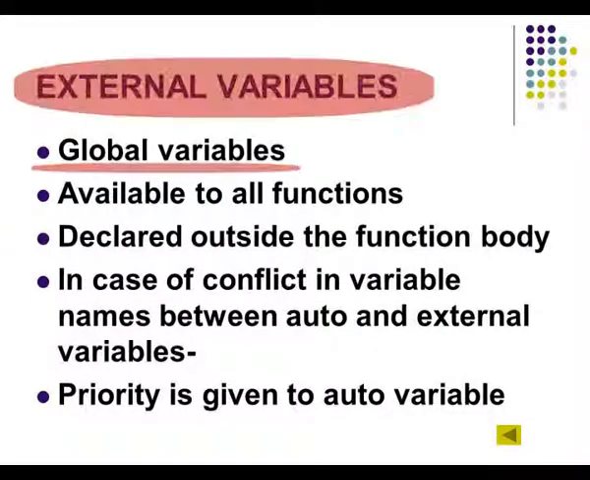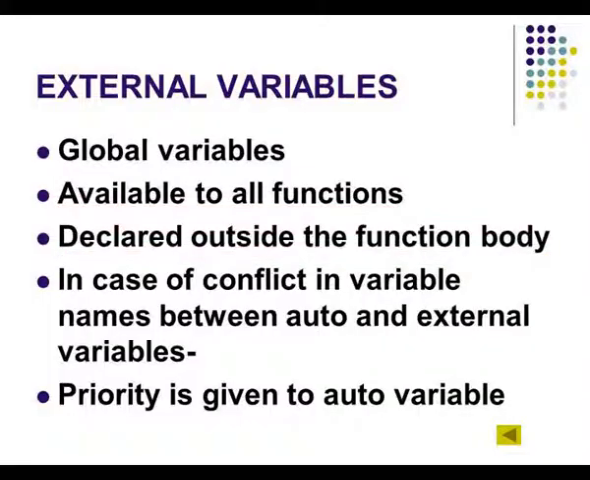Next you have external variables. These external variables are also called global variables. We already know what global variables are. Variables that are declared outside all functions, which are available throughout the entire program, can be seen and accessed by all the functions, are called global variables. That is a feature of these external variables. They are available to all the functions. They are declared outside the function body. So, outside the main function they have to be declared if they are to be accessed by all.